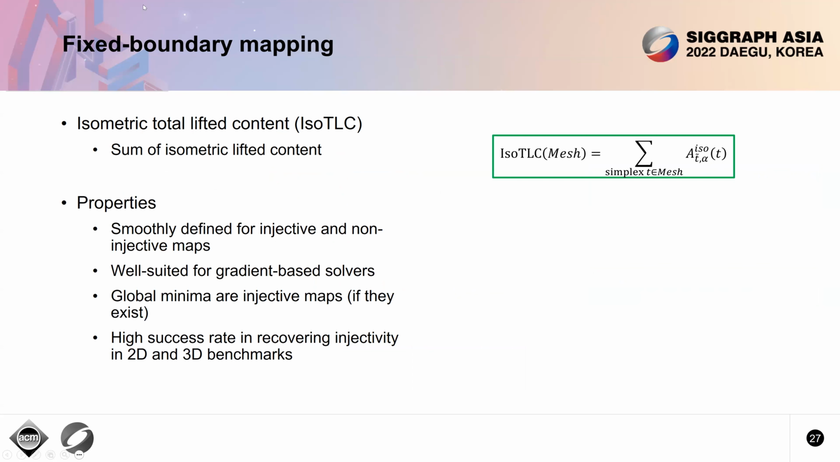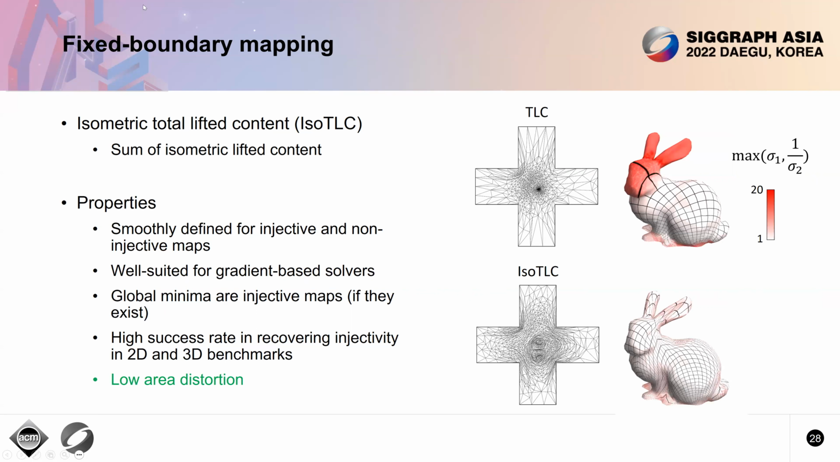For sufficiently small alpha, the global minima of ISO-TLC are injective maps if they exist. It also maintains a high success rate when tested on the benchmark. The main benefit of ISO-TLC is that it significantly reduces area distortion. Here we compare the two energies on this bunny to cross example. While TLC produces some tiny triangles and introduces large area distortion, ISO-TLC produces a map with significantly smaller area distortion.